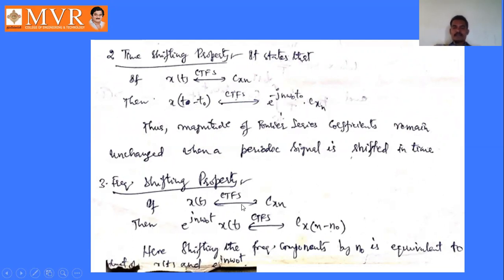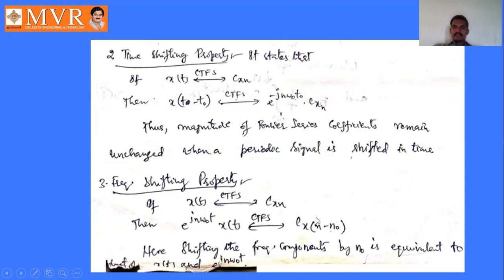Next property is the frequency shifting property. Here the frequency is shifted. The continuous time Fourier series of x of t is Cxn. Then the continuous time Fourier series of e power jn naught omega naught t into x of t is Cx into n minus n naught.